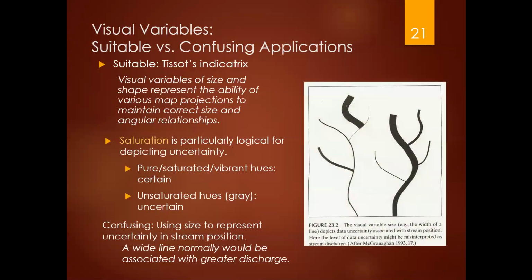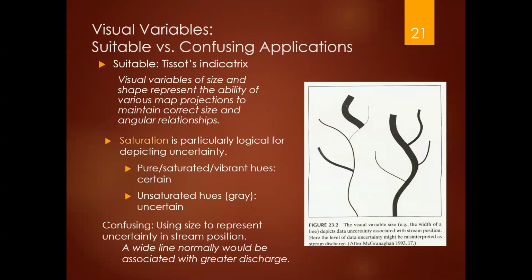Okay, so a confusing example is using size to represent uncertainty in stream position, like this. Now we have two maps with linear features. We can consider them as rivers. So what's your first impression about the meaning of the width of these linear features? I would say for most people, the width should be proportional to the volume of the river. Or if these are roads, the volume of traffic of these roads.